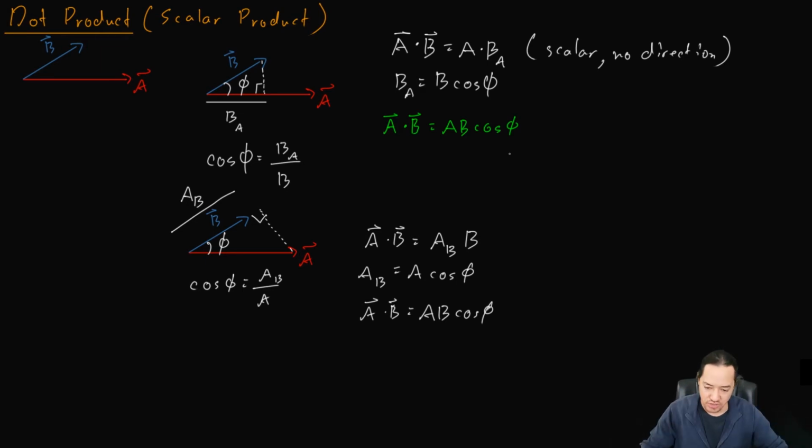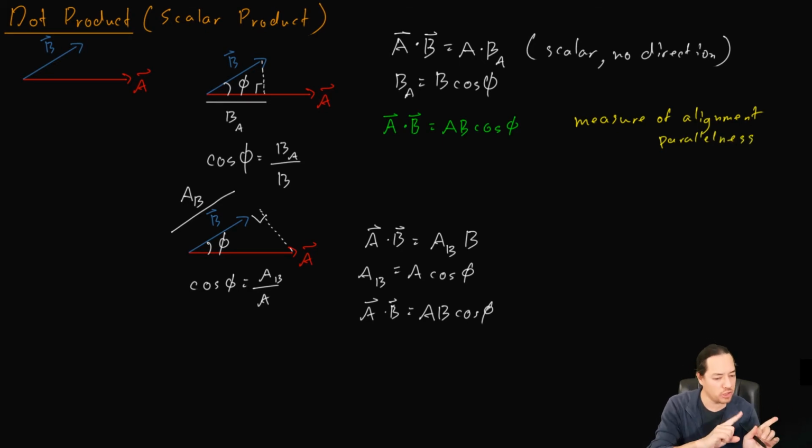What we're essentially doing is creating some kind of a measure of alignment between these two vectors, or a measure of parallelness, right? How close to parallel are they? Or maybe you could call it a measure of togetherness, right? All of these ideas, they work because, let's take a look at this.